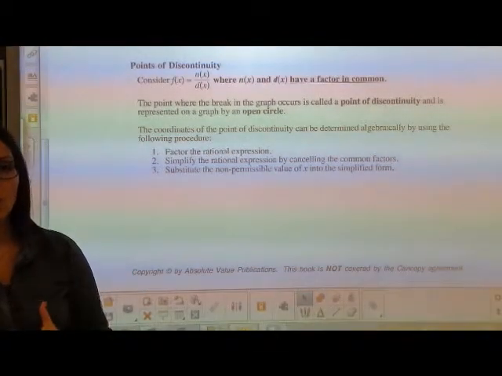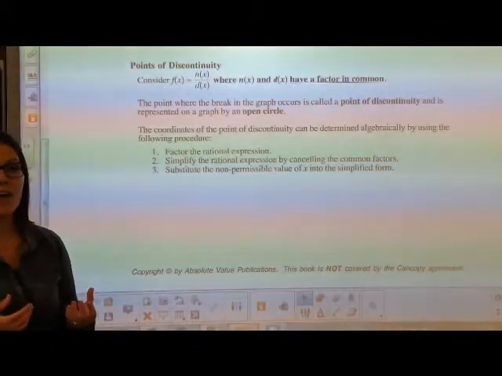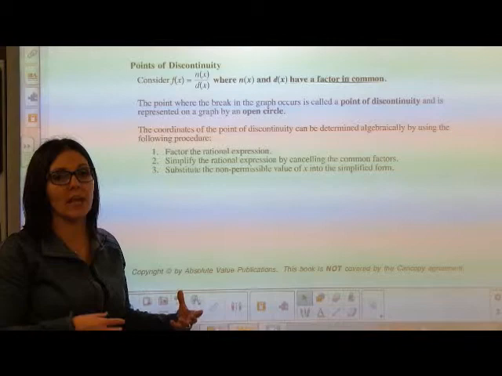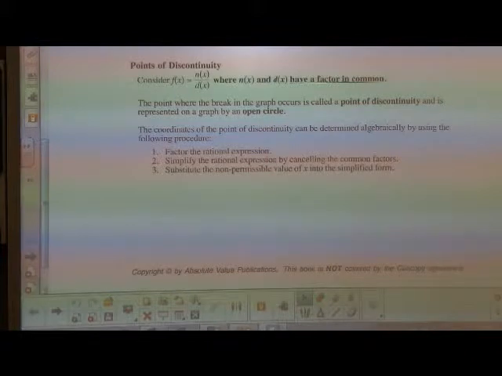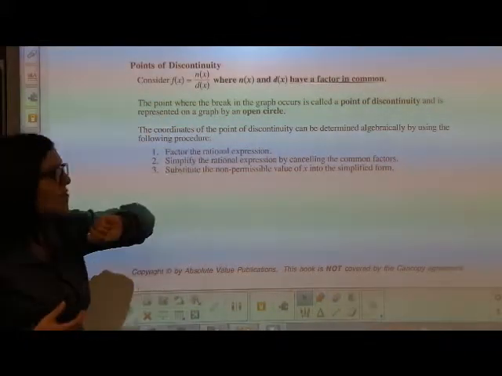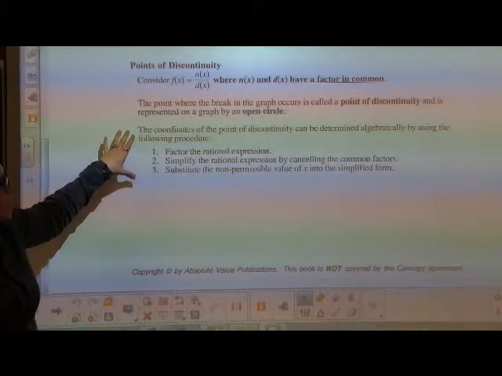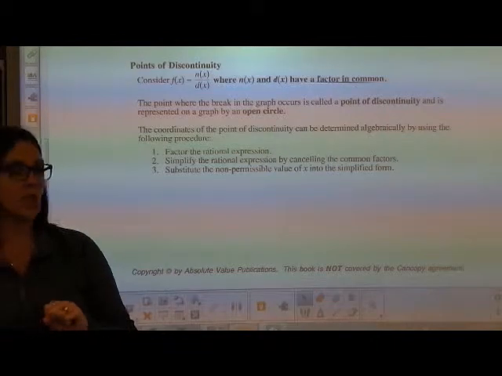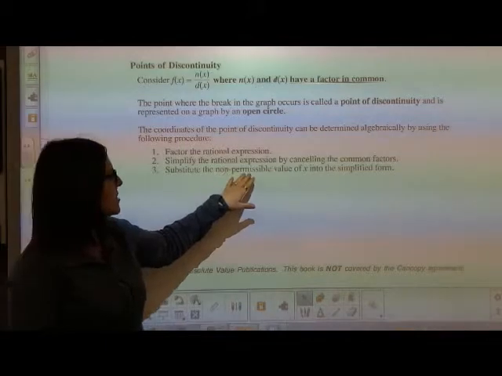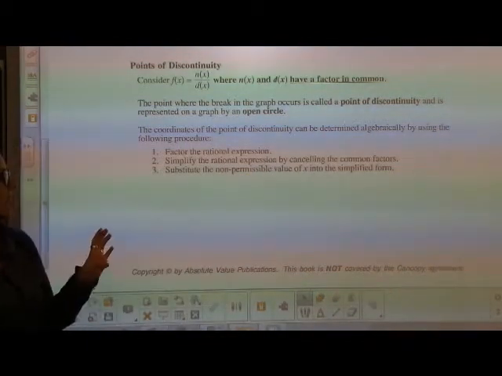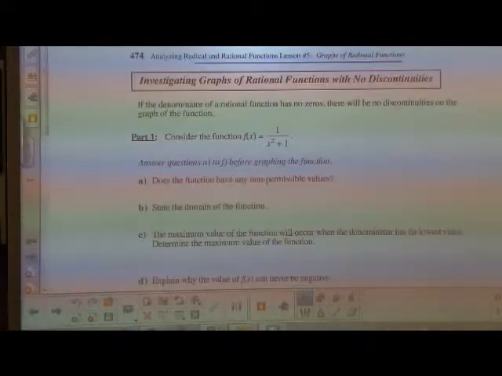Then we have points of discontinuity. Points of discontinuity occur where we have common factors. And usually what ends up happening is those common factors cancel things out in the denominator, which affects my non-permissible values. So in that point of discontinuity, there's a break in the graph, and we designate that by an open circle. To find a point of discontinuity, we factor the rational expression, we simplify it by canceling out the common factors, and then we substitute any non-permissible values of x into that simplified equation. And that gives us the point of discontinuity.